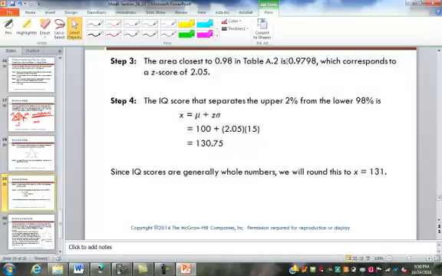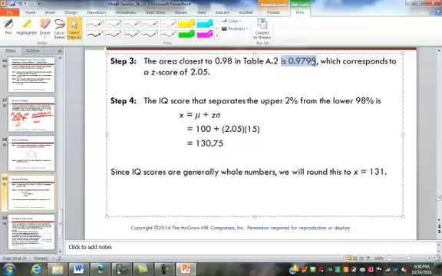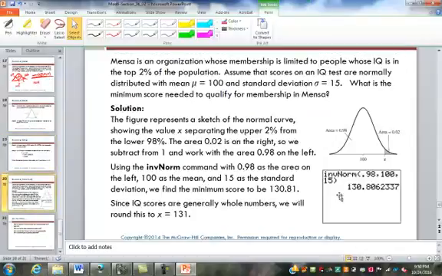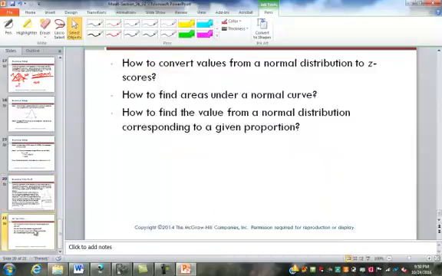They use the table to get a z-score. To find this, they look for the probability closest to 0.98. They found a z-score of 2.05, and they converted that z-score into a value, 130.75. We used the calculator, so we didn't need that, and it gave us the exact same thing, 130.81 if we round that off to 2 decimal places. So what we saw on this PowerPoint is converting values to z-scores, finding areas under the curve, and finding the value from that area under the curve.